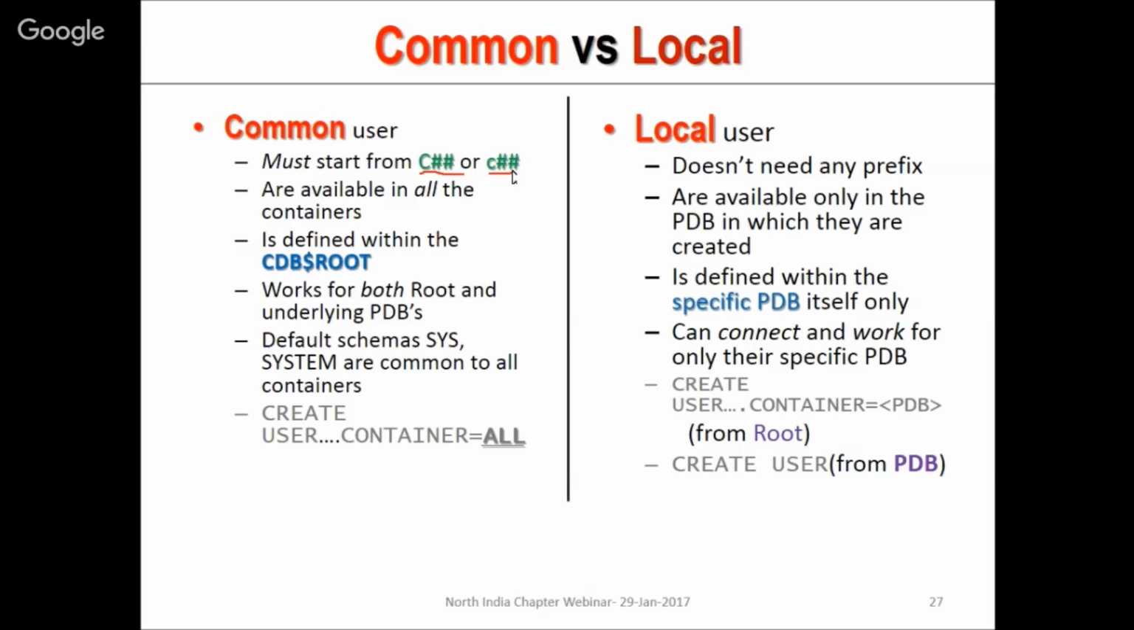The container equal to all is only possible if you're working in a container which can actually look upon the other pluggables as well. On the contrary, the local user is a normal user which you have already created in previous versions of the databases, which means they do not need any special prefix, but they will be available to you in a specific container, in case you want to limit that user to a specific container. Even if you're doing it from root, you have to mention container equal to PDB, the name of the PDB in which the user is going to be created. Now, these users are of course designated for that PDB. That means they cannot look beyond that particular PDB. And I'll show an example to you just in a minute.